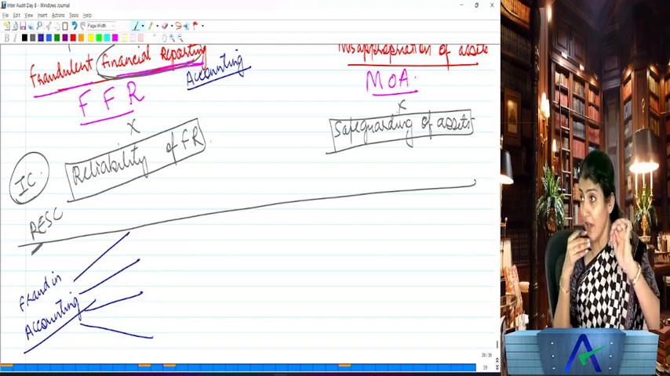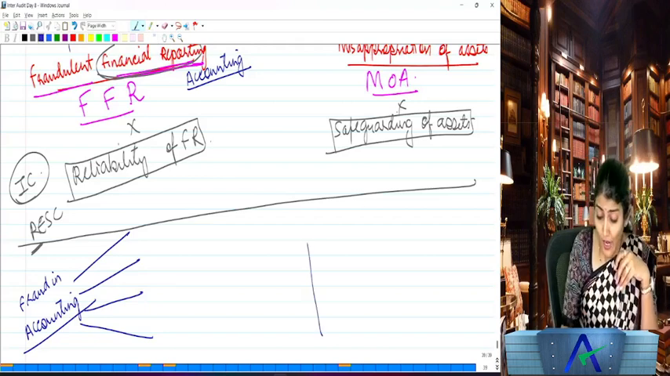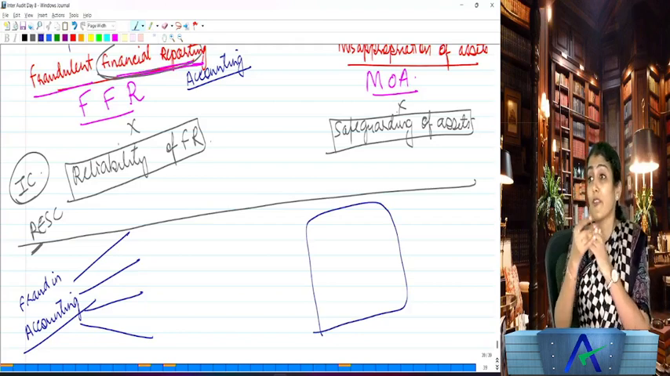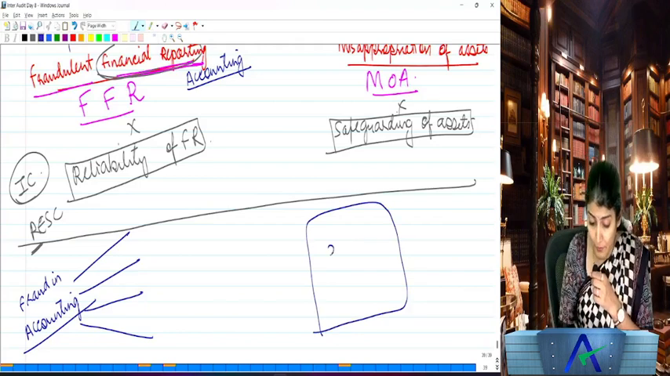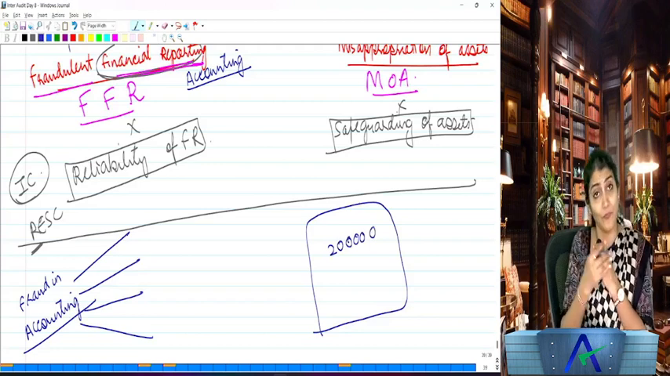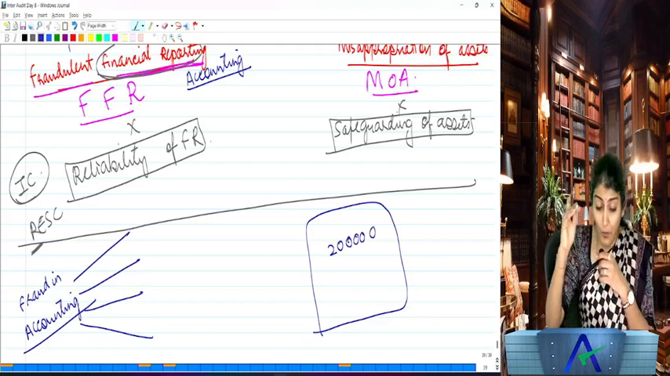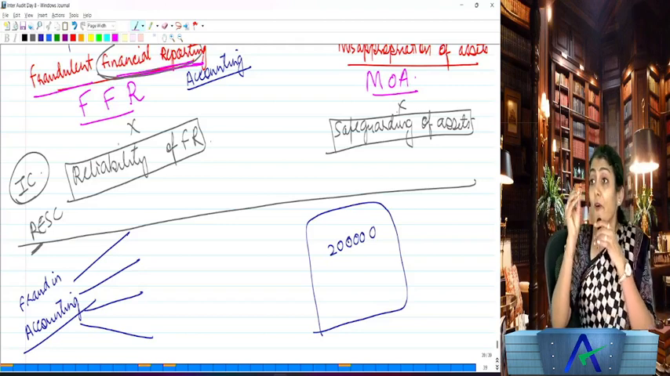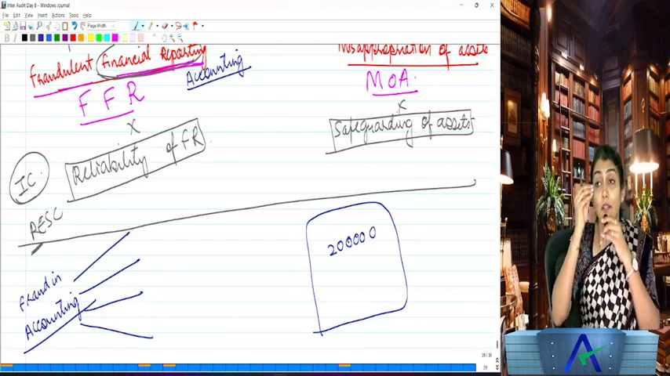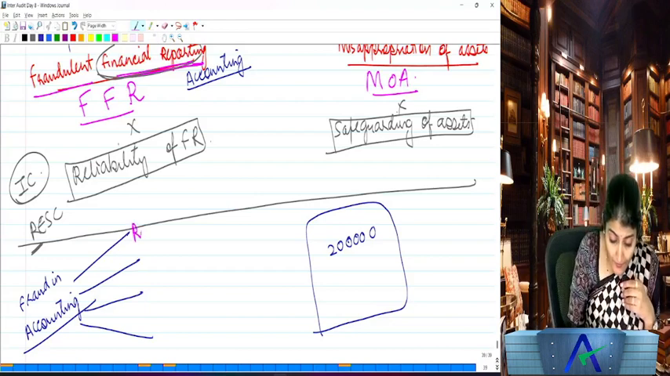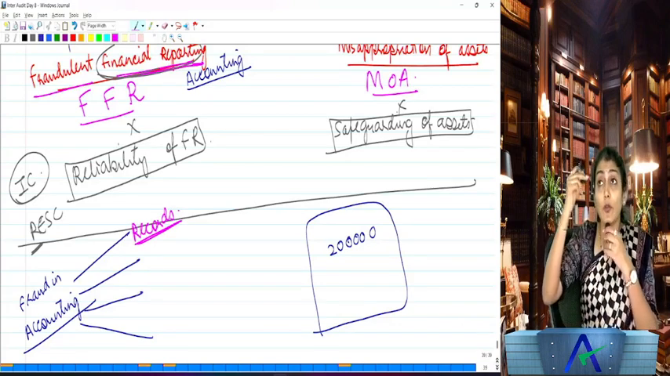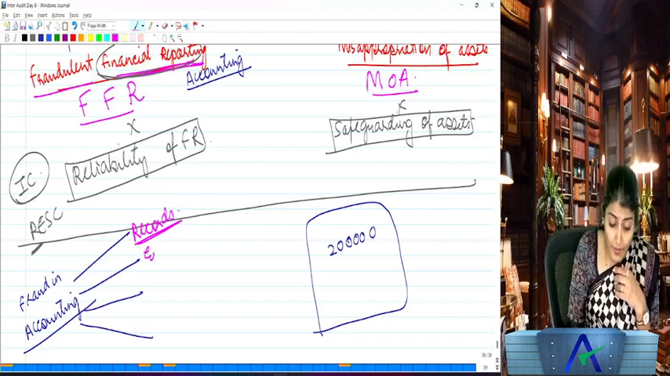Fraud in the accounting. So one, how much traveling expenses you incurred? 20,000. How much bill should you submit to the company? 20,000. What you did? You added one zero. So what are you doing? You are doing a manipulation, a falsification, or an alteration of an accounting record. Right? So you can do a fraud in the accounting record. You understand? Then you can do a fraud in the accounting entry.